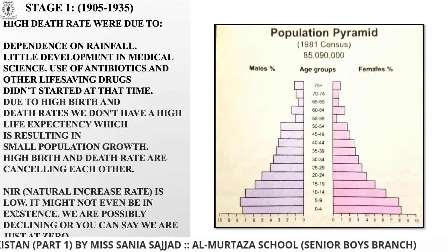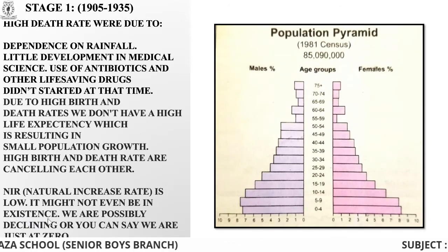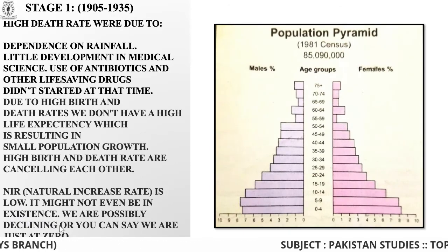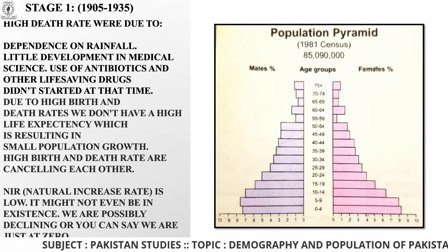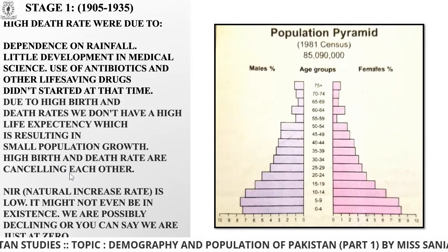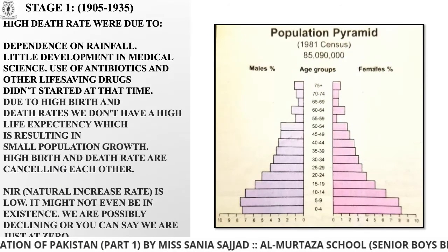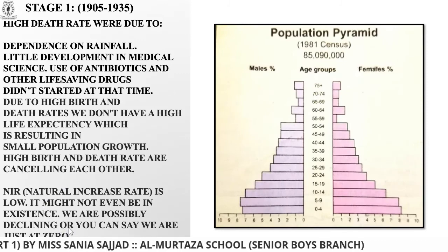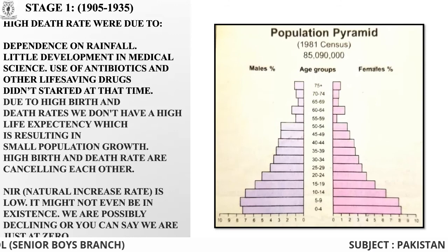This ratio is low. It might not even be in existence. It doesn't even exist. We are possibly declining, or you can say we are just at zero. So when both the high birth rate and the death rate are canceling each other, you can see this is known as zero because they are canceling each other rapidly.